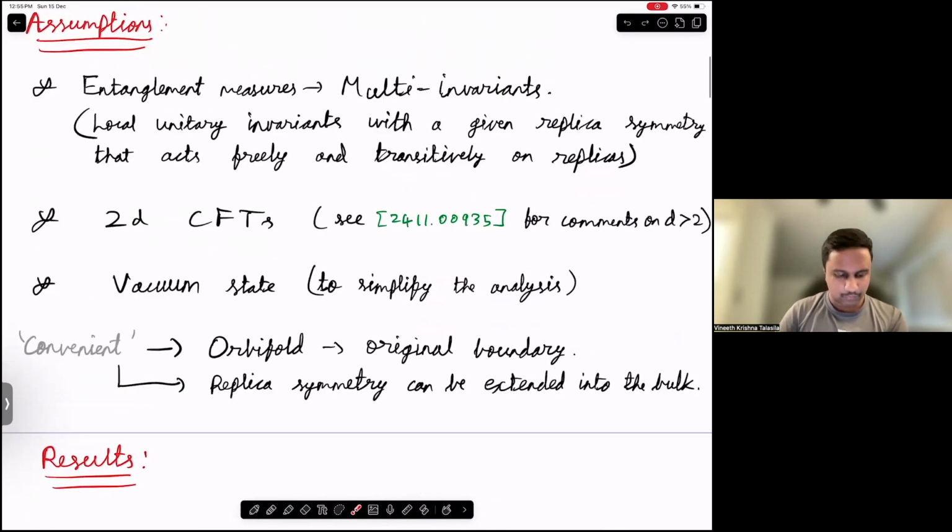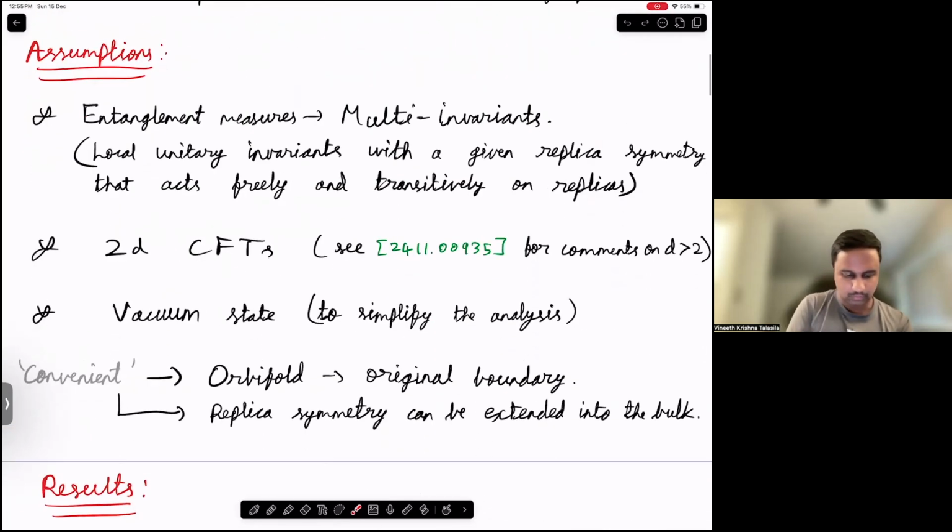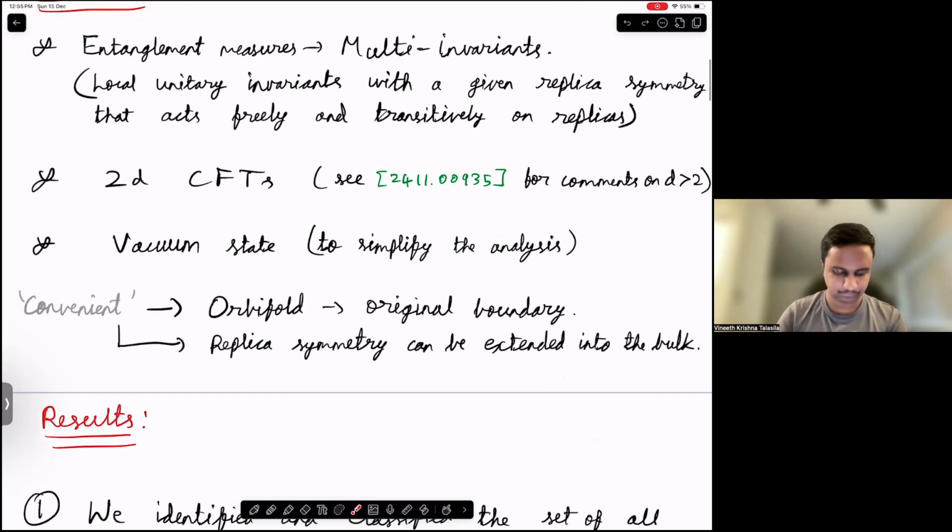And I mentioned the word convenient in the goal. So what we mean by a convenient entanglement measure is that we want the orbifolded boundary geometry to go back to the original boundary, so that the holographic dual can be represented in the original bulk geometry. And the other condition that we require is that the replica symmetry, which is enjoyed by the boundary geometry, be preserved in the bulk.